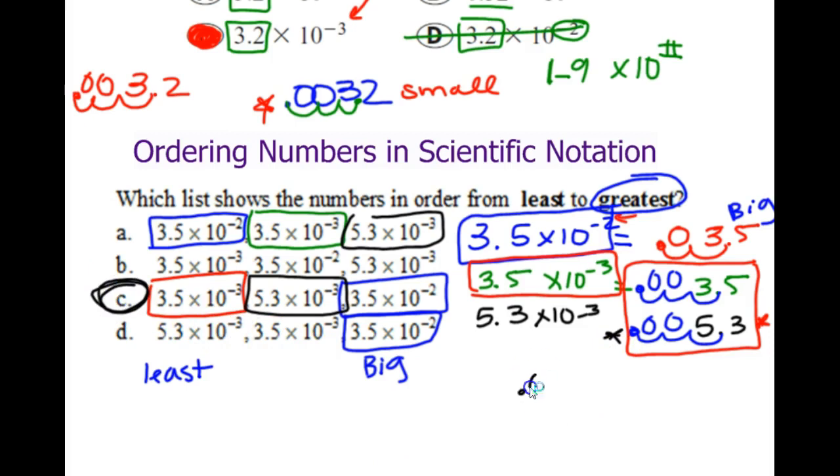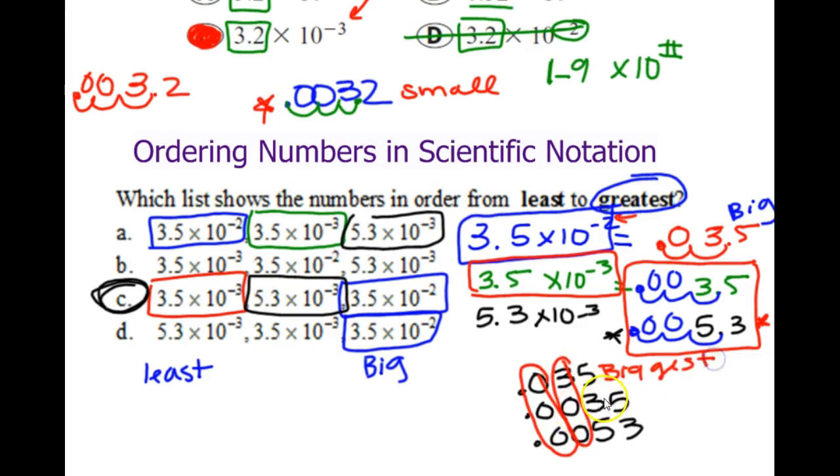Again, it might help to write them all above each other. 0.0053. And then you can see, okay, these are all equal. Oh, this one's the biggest. And this one here would be the smallest. And then that would leave this in the middle, because the 5 would be bigger than that one. And that one's the smallest. So C would be our answer there.